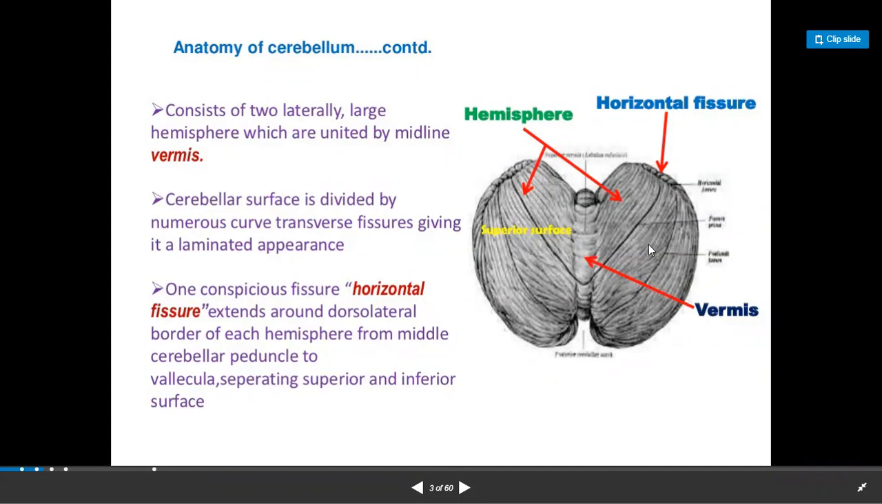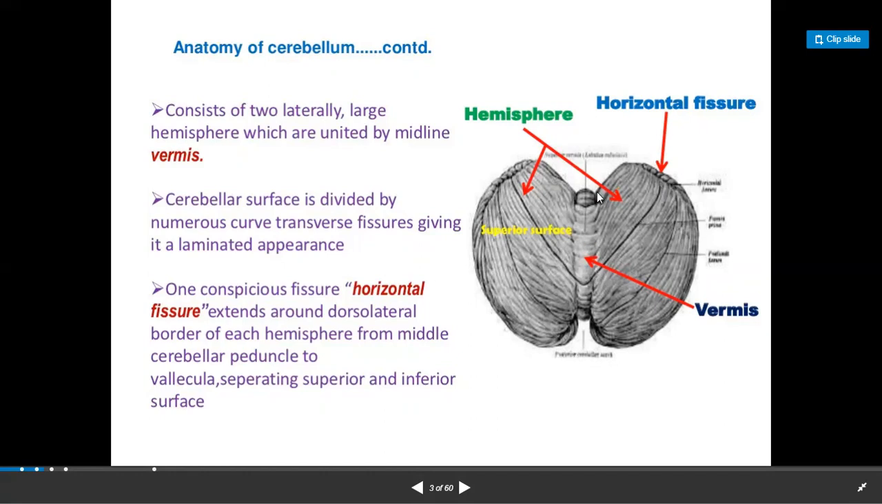So the cerebellar surface is divided by numerous curves. These are actually called fissures. We have many fissures, like there is one fissure which is labeled here. You can see this is the horizontal fissure, which is quite clearly visible. You call it conspicuous, extending from the dorsolateral border of each hemisphere to the middle of the cerebellar peduncle.